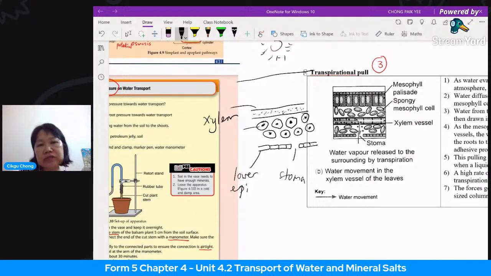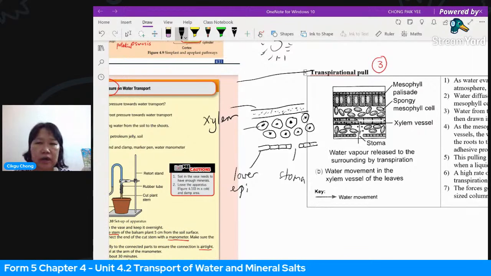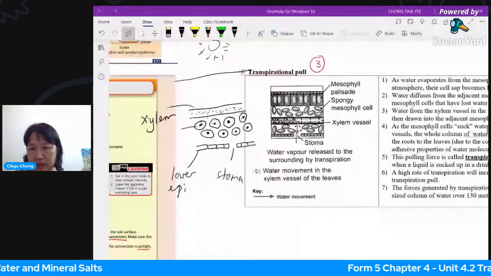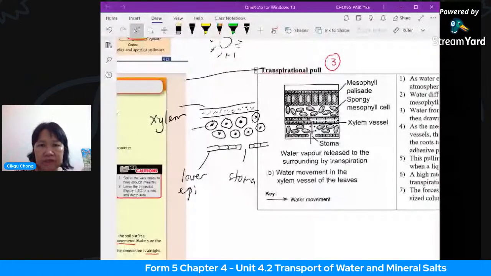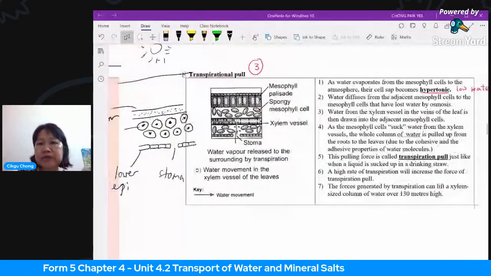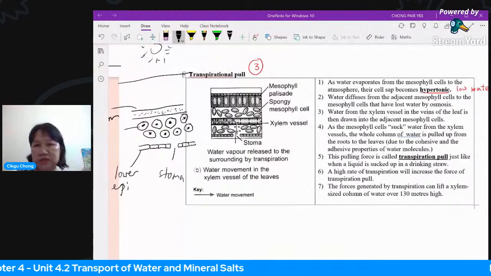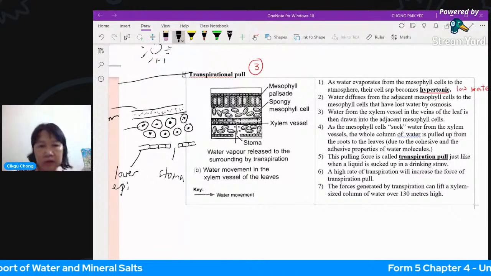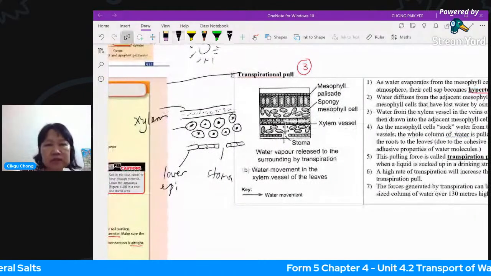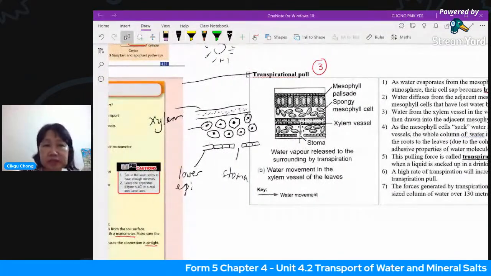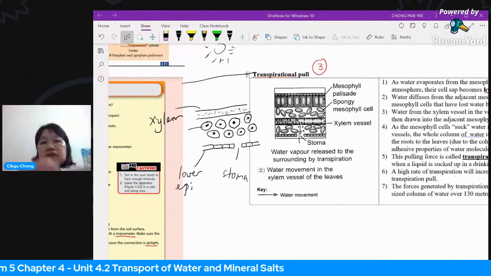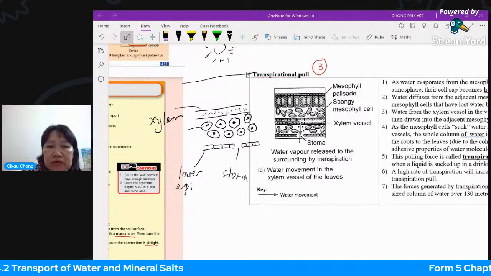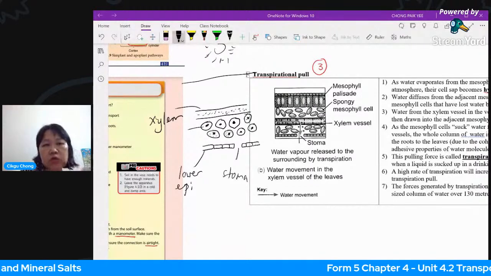All right, now how is transpirational pull helping the water to move up to the xylem? All right, okay, no questions here. Now, first of all, as water evaporates from the mesophyll cells to the atmosphere, their cell sap becomes hypertonic. So first of all, it has to be happening from the transpiration first. When the sunlight is shining, it's very warm, it's very hot. So the water from the spongy mesophyll will evaporate. So the water comes out.